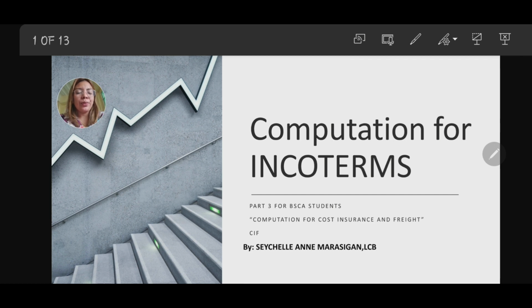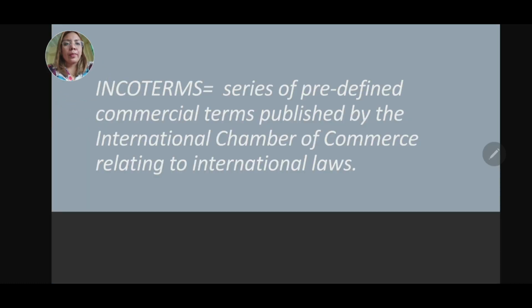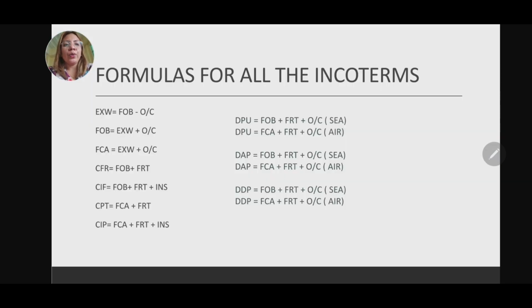In this video, we're going to learn how to compute for the cost, insurance, and freight, or the CIF Incoterm. Again, as we all know, Incoterms are a series of predefined commercial terms published by the International Chamber of Commerce relating to international laws. Here are your formulas for all the Incoterms. But in this video, we are going to discuss further the CIF formula, or the cost, insurance, and freight, which is FOB plus insurance plus freight. That is the basic formula for the computation of CIF.